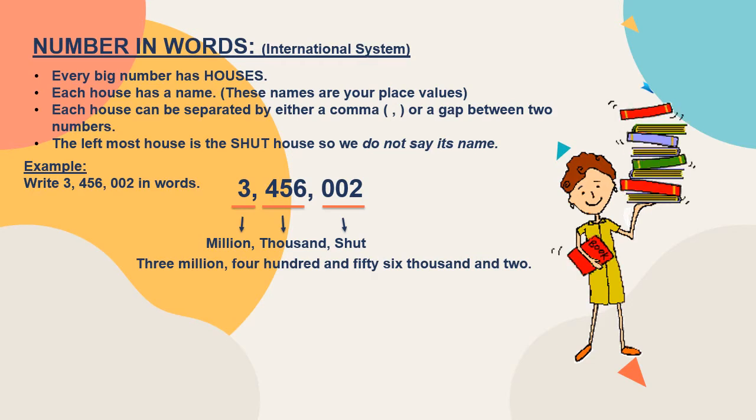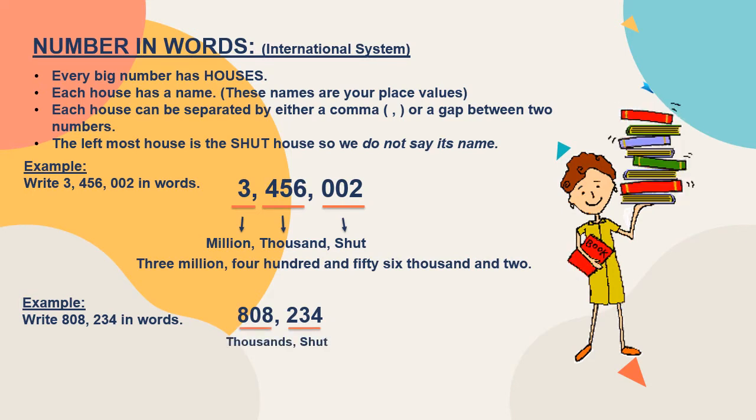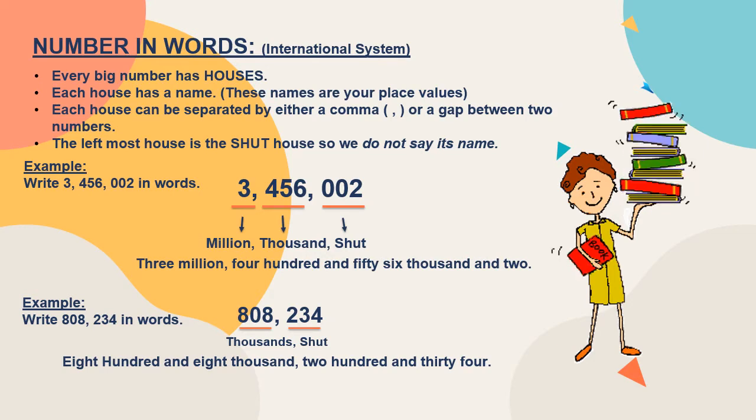Example number 2. Write 808234 in words. Again, first step is to label the houses. And second step is to see who lives in these houses. So for the thousands house, we have 808. And for the ones house, we have 234. Combine them together with the place values and we have 808,234.